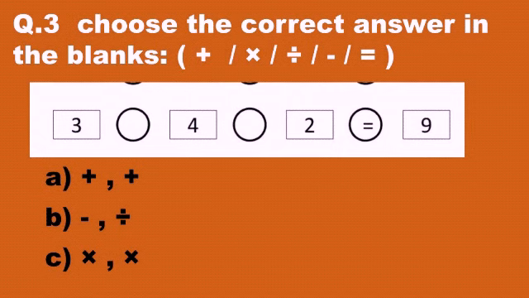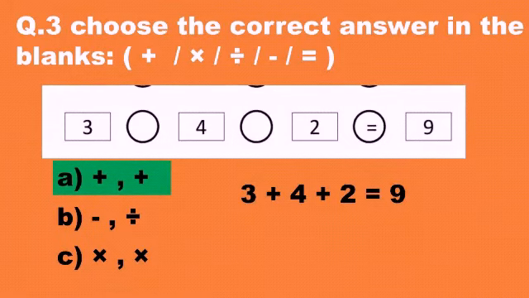So we have the question number 3. Choose the correct sign in the blank. We can choose any of the operations to make it equal. So 3 blank 4 blank 2 equal 9. You can choose from options like option A, plus plus, meaning both addition, then minus and division, then multiplication and multiplication.